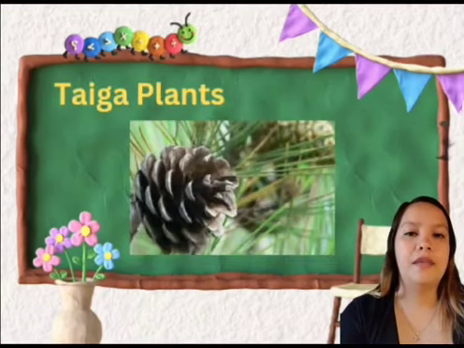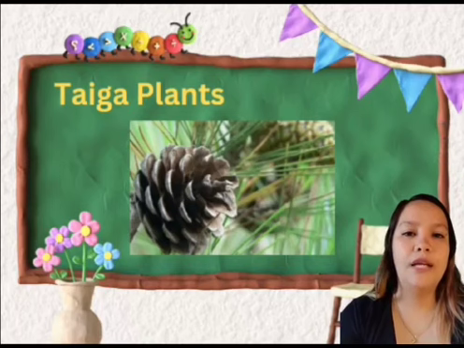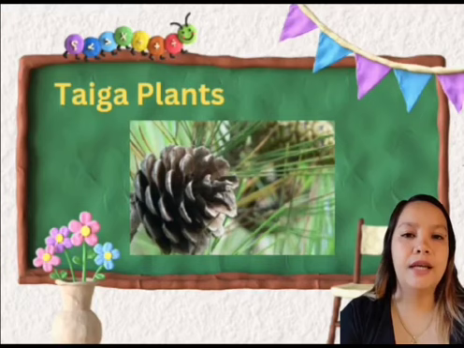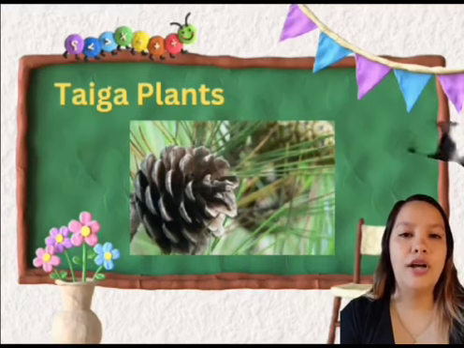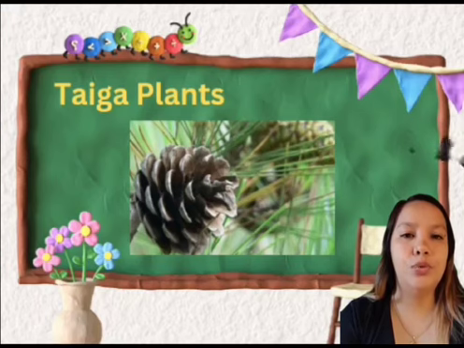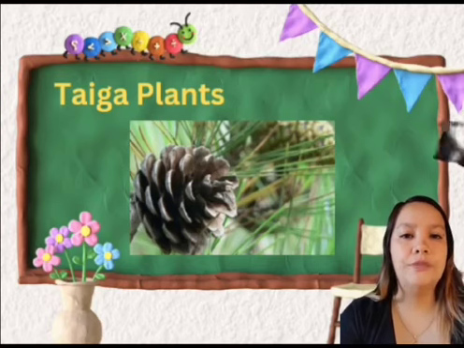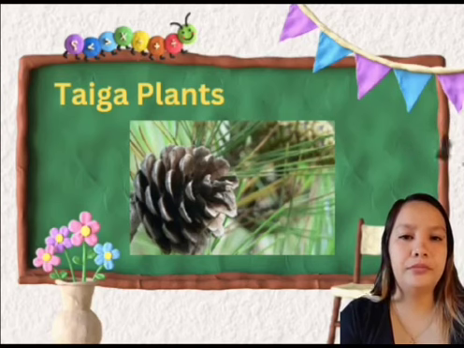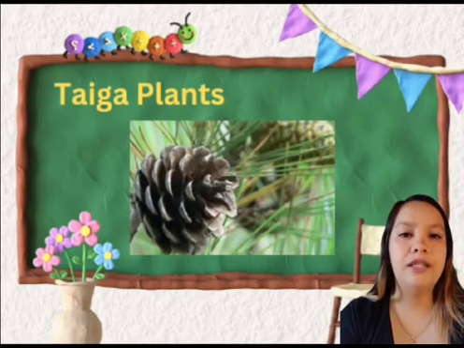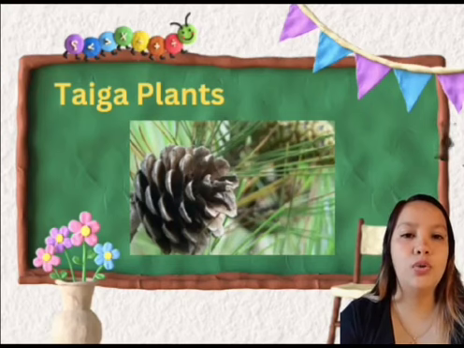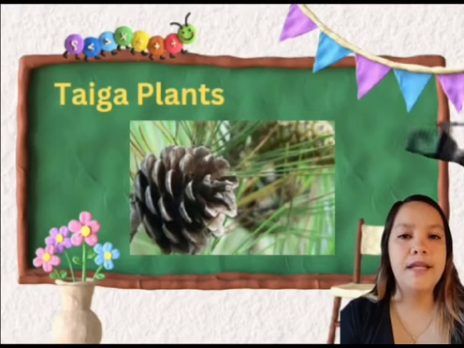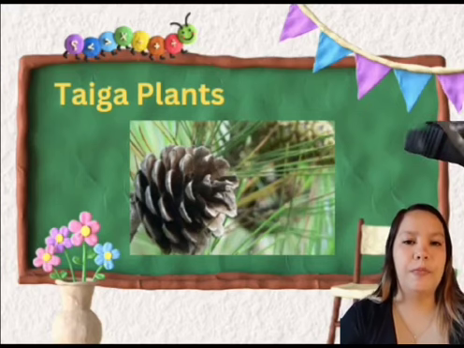Taiga plants. The taiga is mostly dominated by conifers, most of which are evergreen. It has cold winters and hot summers. The soil is acidic and poor in minerals. The shape of many coniferous trees helps shed heavy snow to save branches from breaking. Many trees have needle-like leaves with a waxy coating that prevents excessive water evaporation.